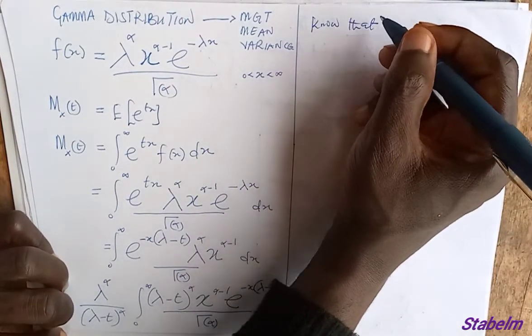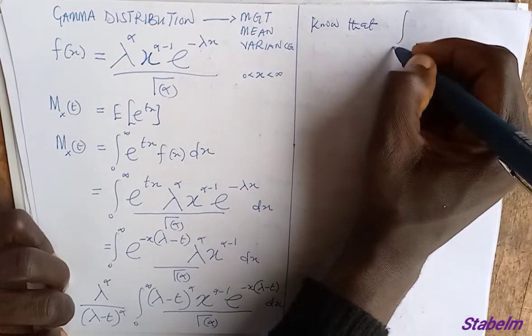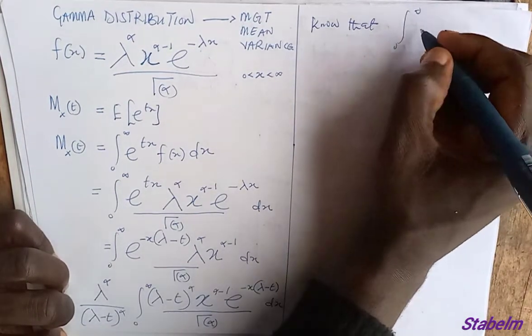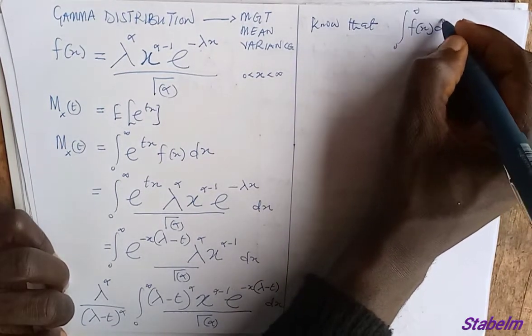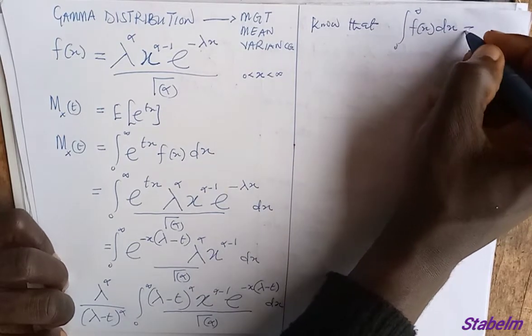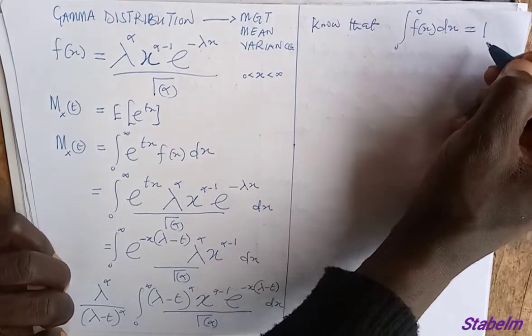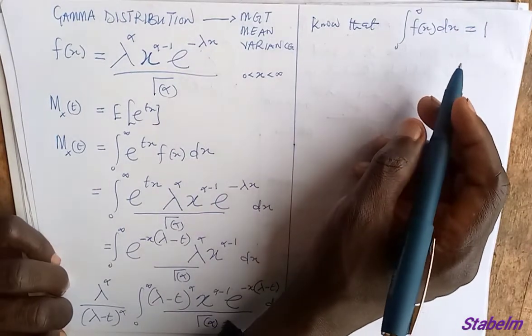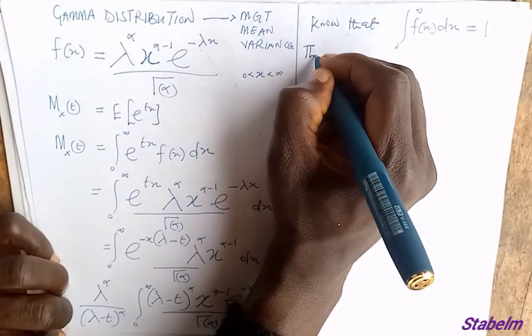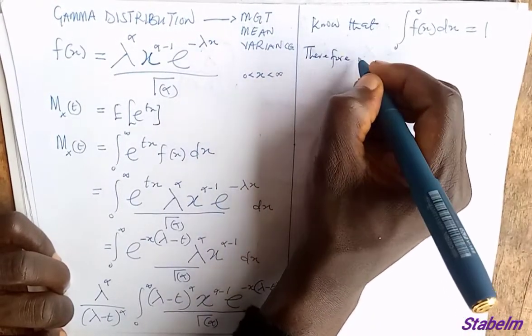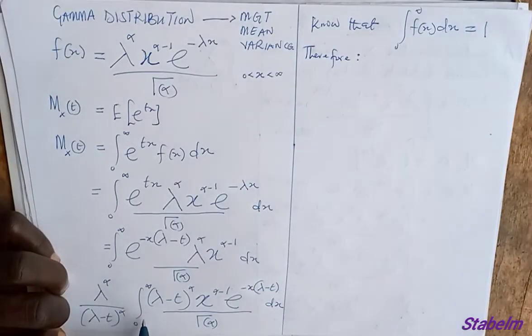So know that if you have this integral from 0 to positive infinity of f(x) dx, it will be equal to 1, because this is the probability of all the sample space. Therefore, everything here is the probability of all sample points, which is going to be 1.